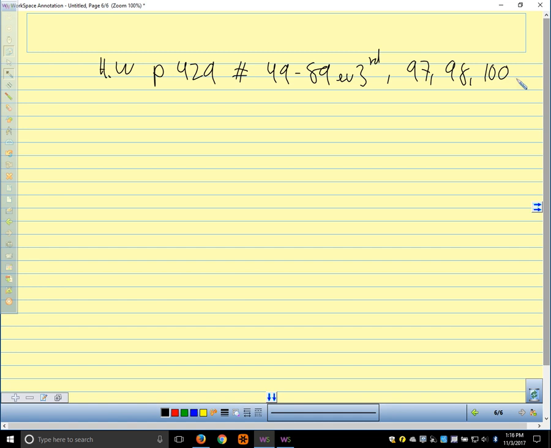And those last three, 97, 98, and 100, are essentially the problem that we just did with different numbers. So the setup, the solution method is really the same.